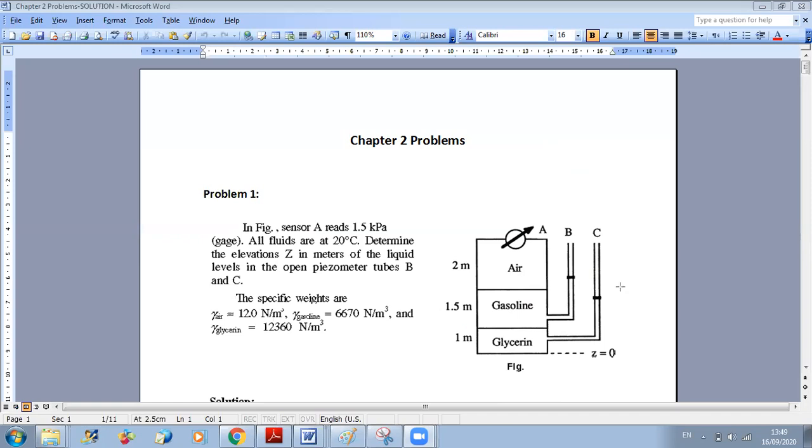Okay, moving now to elevation in tube C. So we need to find this elevation.